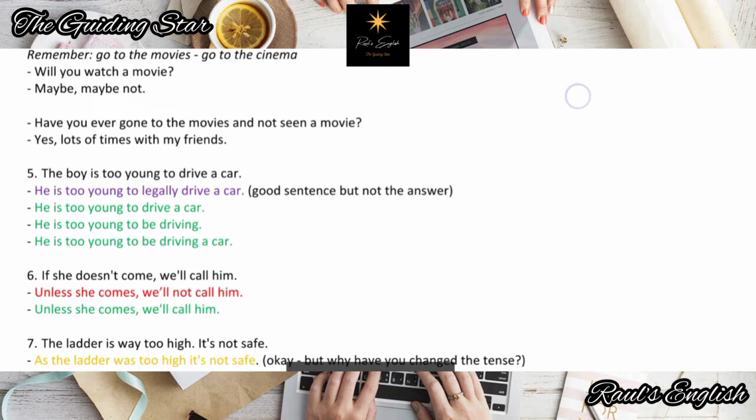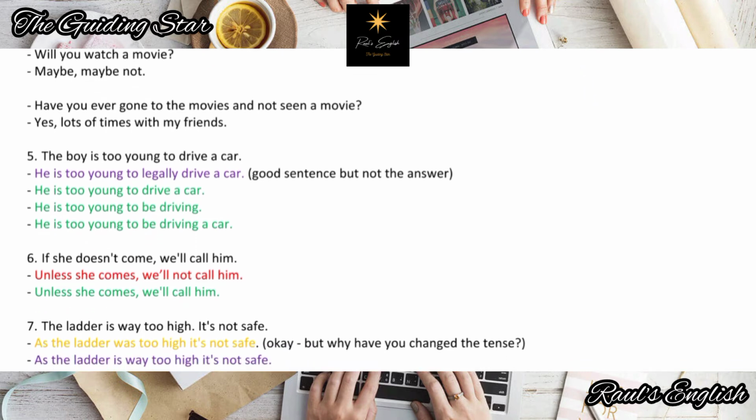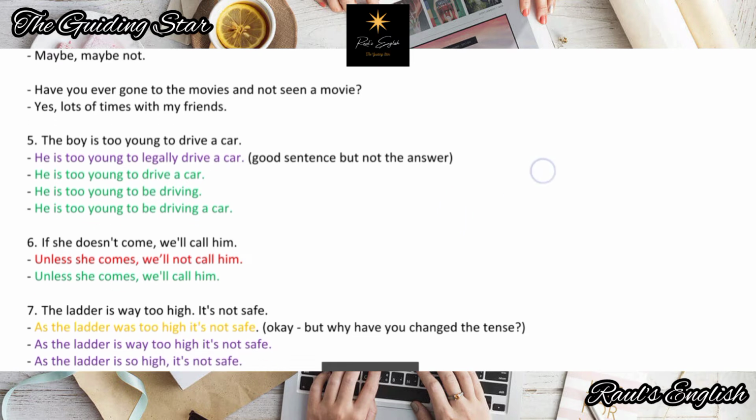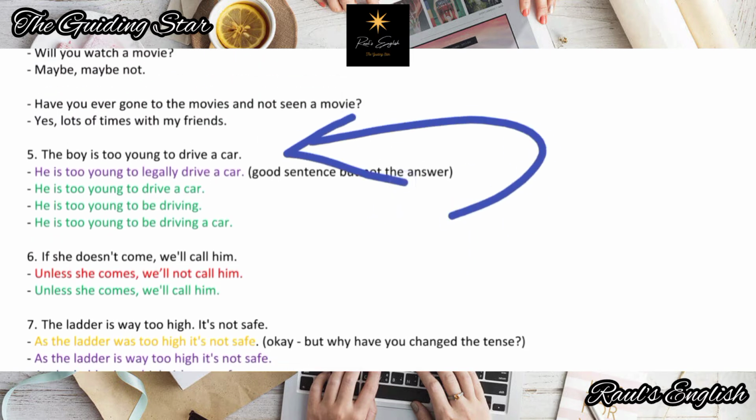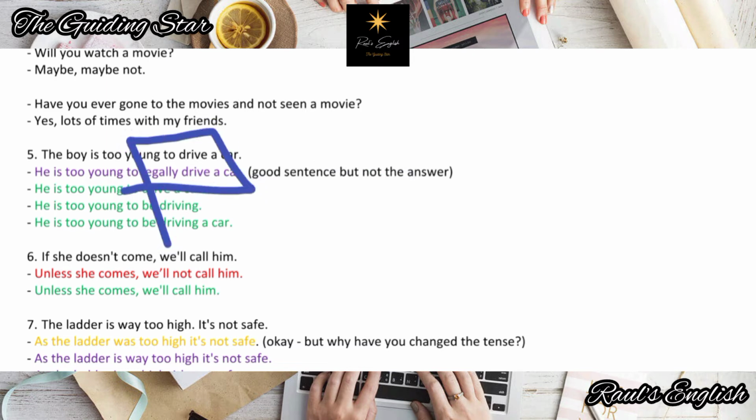Okay. Number five, the boy is too young to drive a car. He's too young to legally drive a car. Again, the ones in purple, good, but not the answer. Why? Because the meaning has been changed. The meaning is not similar, because you've added legally here and it wasn't there. Okay, but it's a good sentence. He's too young to drive a car. He's too young to be driving. Very good. He's too young to be driving a car. Okay, all these are very good and perfectly fine.